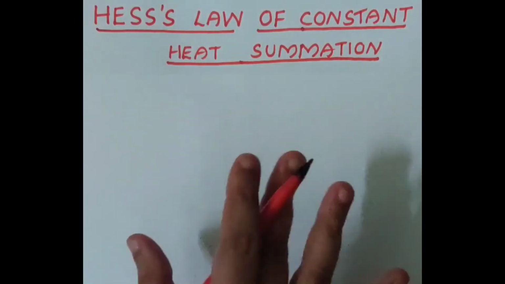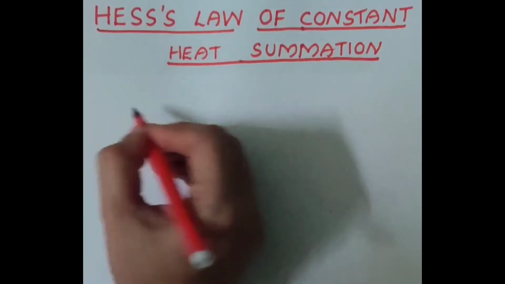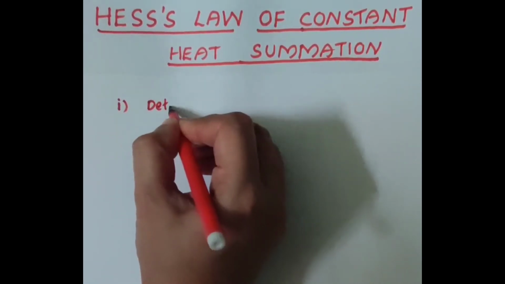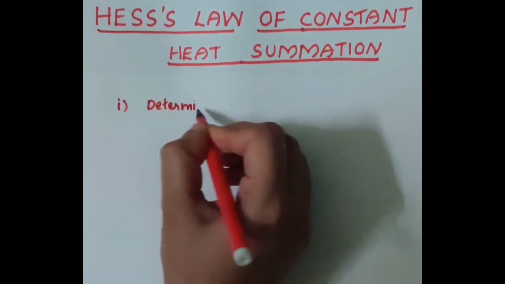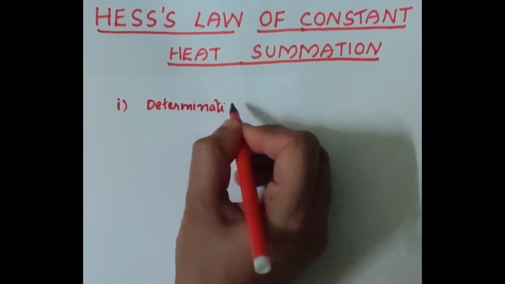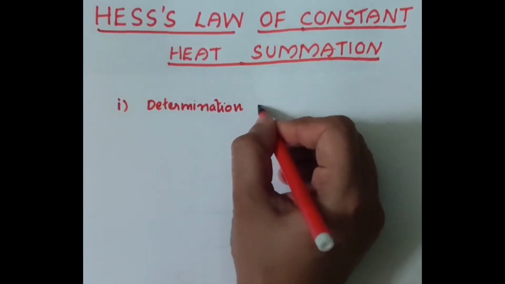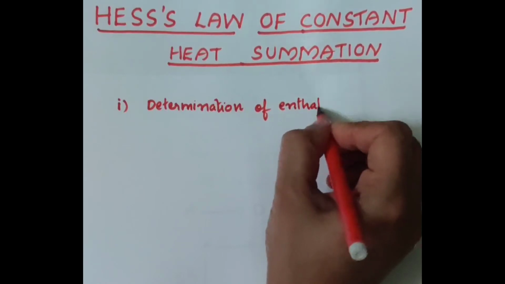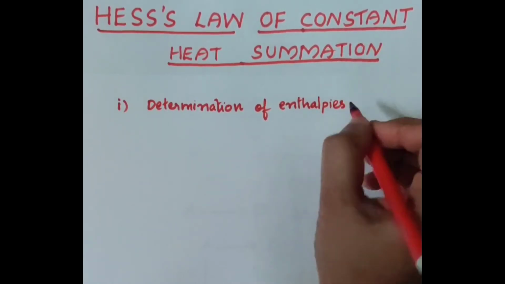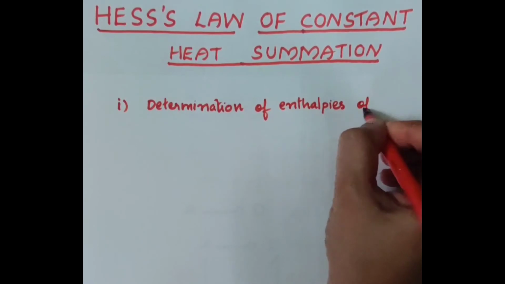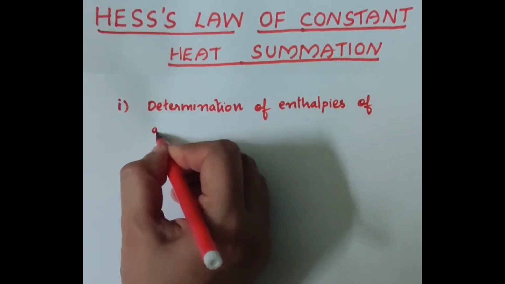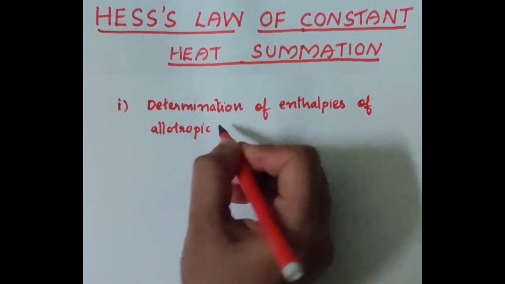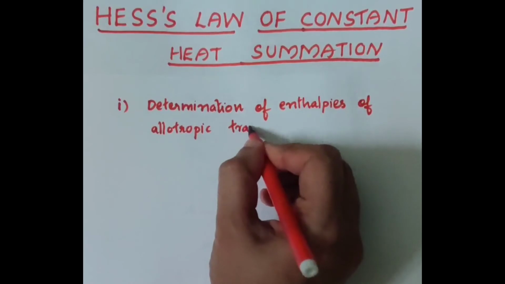Let us discuss with one example. This first one: determination of enthalpies of allotropic transitions.